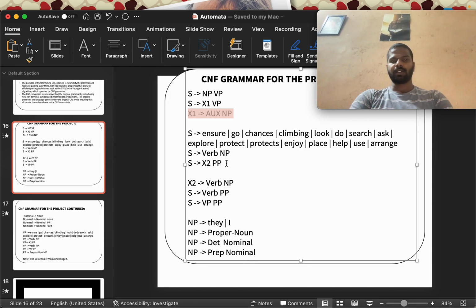And the other rule allows for the introduction of another phrase x2 before a prepositional phrase PP in a sentence. x2 is a verb NP. This rule specifies that the phrase x2 can consist of a verb followed by a noun phrase. And here this rule indicates that the sentence S can consist of a verb followed by a prepositional phrase, and the next one indicates the extension of a verb phrase by adding a prepositional phrase to it.